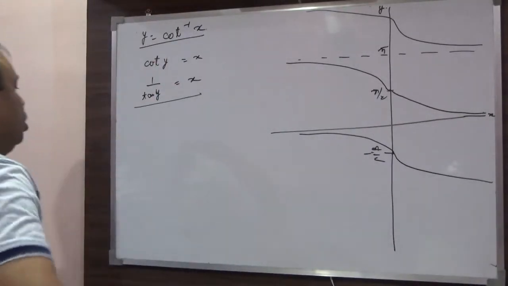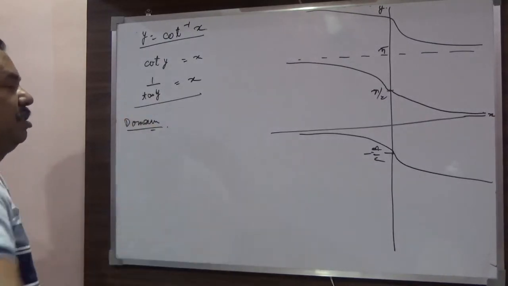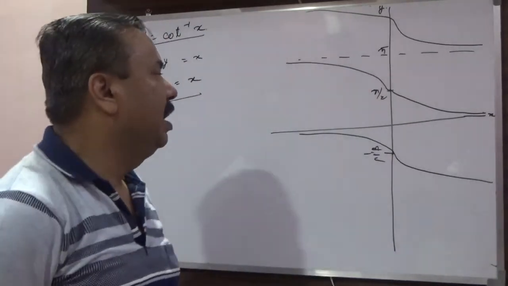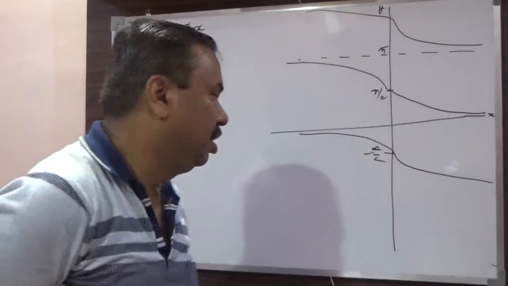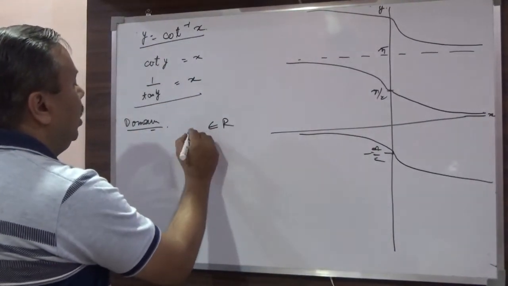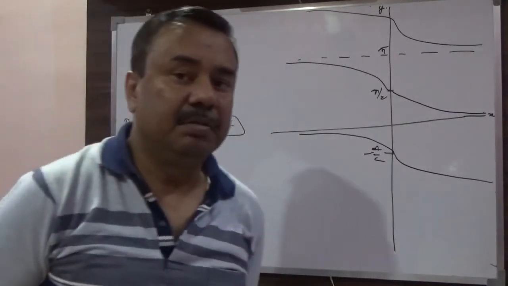Now, what's so special in this? How will you find out the domain? Domain means the value of x. So obviously you see x can attain any value. There is no restriction. So x will belong to the set of real numbers. Any real number x can be.